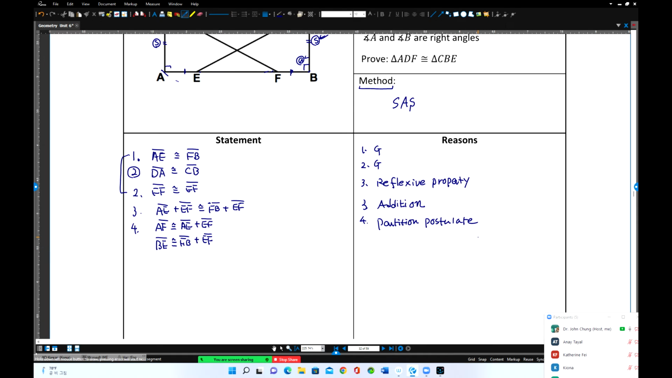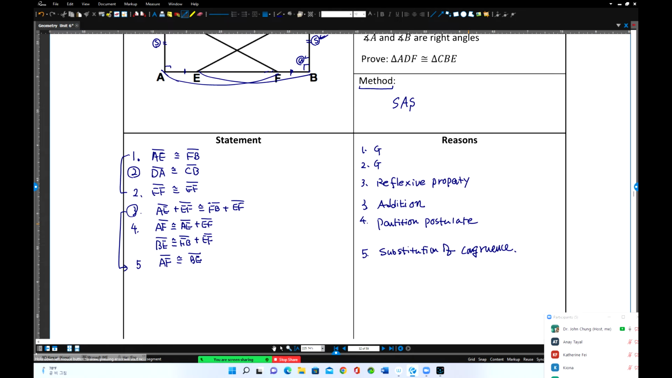Now we replace AE and EF with the AF. That is segment AF congruent to segment FB plus EF equals BE, right? So we can say AF equals BE now. That's the side of that triangle. This is the substitution of congruence. That's it. Now we got everything.